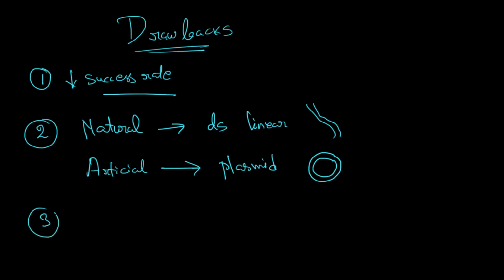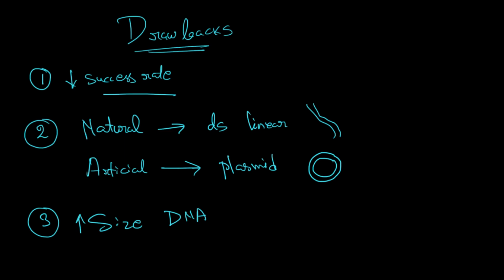The third reason for using the artificial method is that we can increase the size of the DNA that is taken up by the bacterial cell by using the artificial method of transformation. So these are the reasons why we want to control the bacterial transformation process in the laboratory setup and make it as efficient as possible.